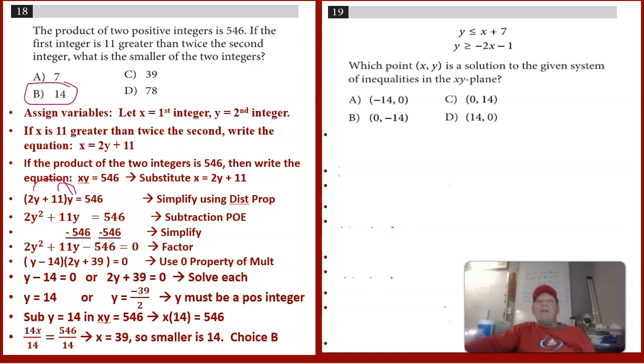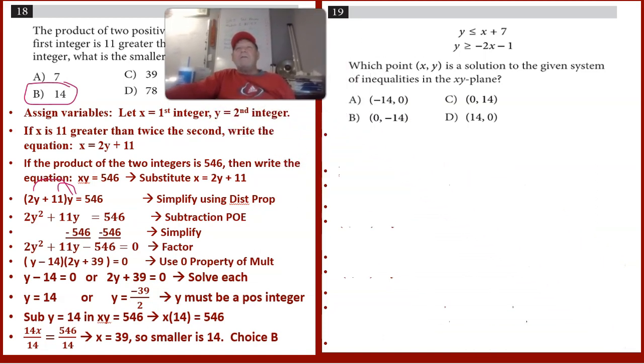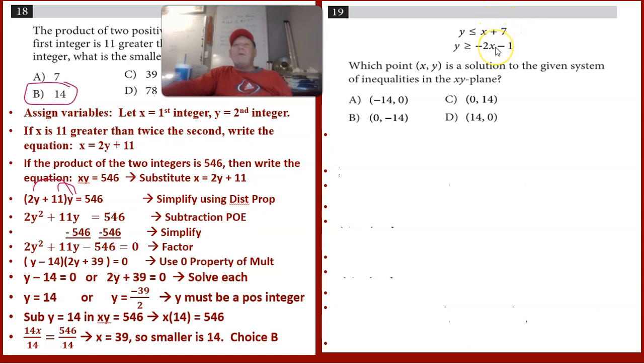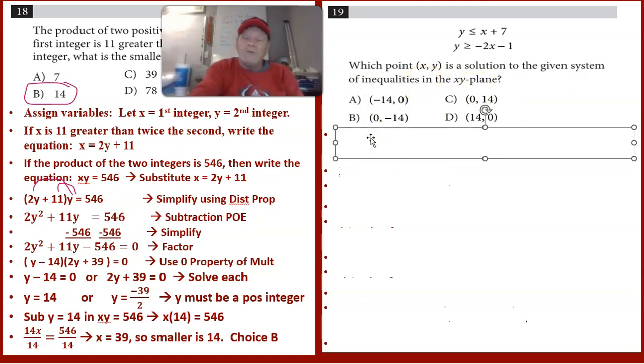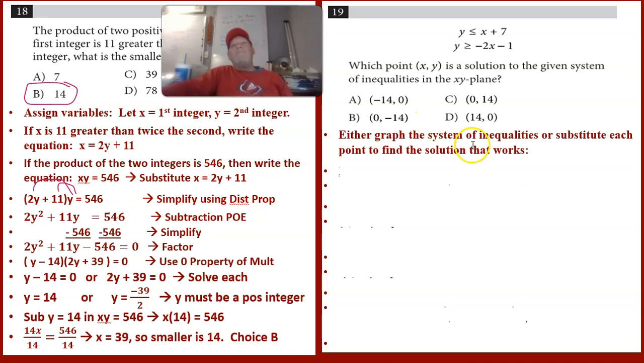Now let's go to number 19. Number 19 says, if I have two inequalities, which create what's called a system of inequalities, which point xy is a solution to the given system of inequalities in an xy plane? So there's two ways that you can approach this problem. Either you graph the system of inequalities and see which of these four are in the double intersection part, or you're going to substitute each point to find the solution that works. Most students are going to want to substitute. So I'll show you how you do that one.